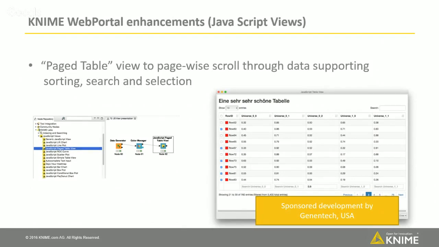So the first thing, the web portal enhancements, you can also use these in the analytics platform itself. In this case, we have a new JavaScript view, which is the JavaScript table view. And this is essentially a paged table that you can scroll through your data, and it supports sort, search, and selection. And that was a sponsored development from Genentech. It's really, really cool and really powerful.